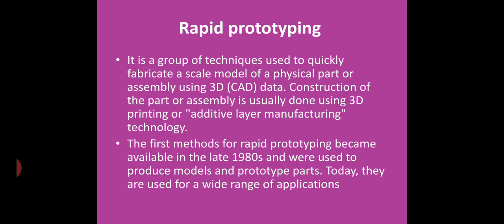Next we are going to see rapid prototyping. Rapid prototyping is nothing but a group of techniques used to quickly fabricate a scale model of a physical part or assembly using 3D data. That means three-dimensional CAD data. Construction of the part or assembly is usually done using 3D printing or additive layer manufacturing technology. So rapid prototyping is one of the techniques used to fabricate a model, that means the 3D model we are going to make.